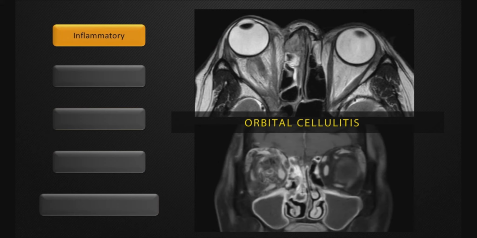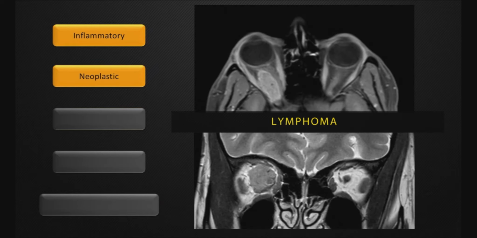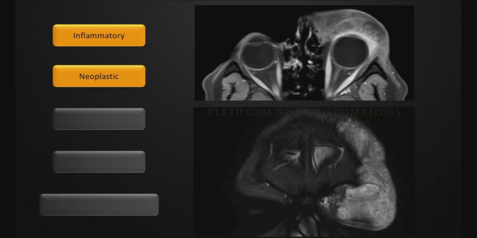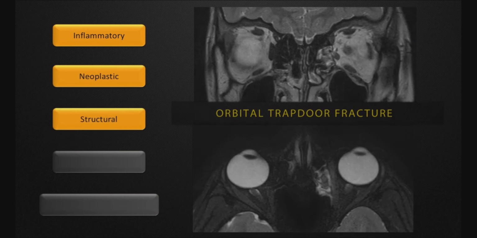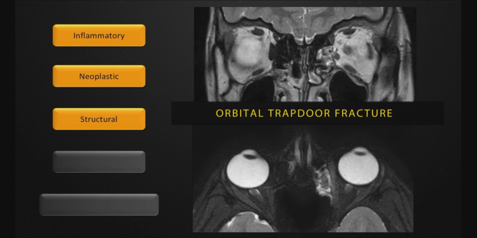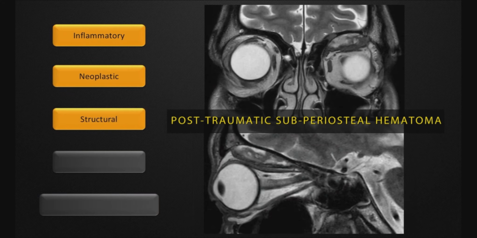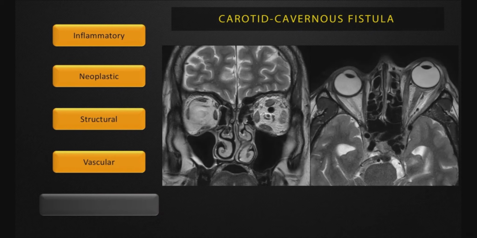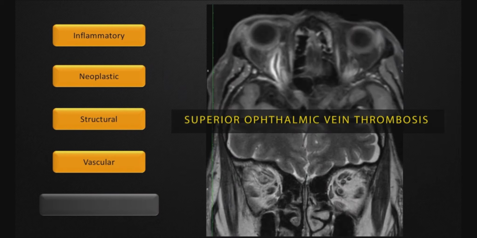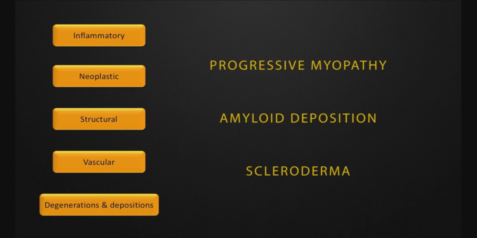Neoplastic pathologies include all the cases ranging from benign to malignant, occurring in various spaces of the orbit. Structural pathologies include traumatic disorders, congenital facial deformities, cysts like implantation cyst, dermoid, lacrimal cyst, and mucocele. Vascular malformations and vascular tumors are best visualized on MRI. MRI is also used for degenerations and depositions like progressive myopathy, amyloid deposition, and scleroderma.